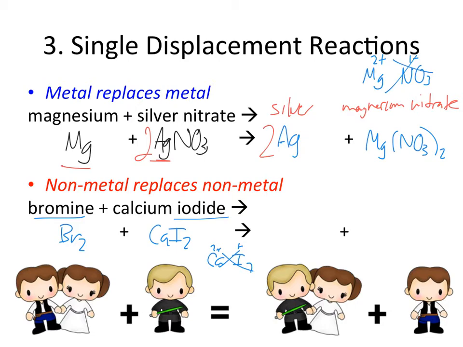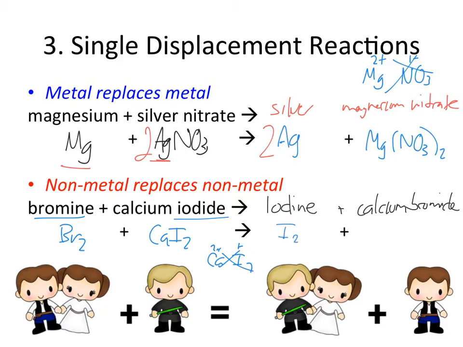You're going to get iodine by itself. So we'll have iodine. It's not iodide anymore. We only change that ending when it's in a compound. Plus calcium bromide. So what is the formula for iodine by itself? Well, but again, it's diatomic, so it's I2.